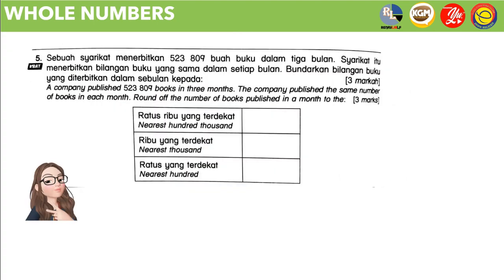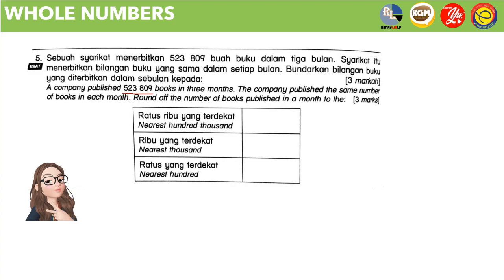Let's look at question 5. A company published 523,809 books in 3 months. The company published the same number of books in each month. Round off the number of books published in a month to, there are 3 questions there, nearest 100,000, nearest 1,000, nearest 100. So look at the keywords.